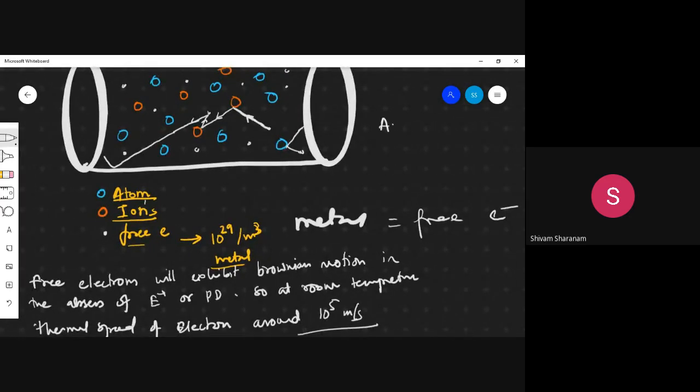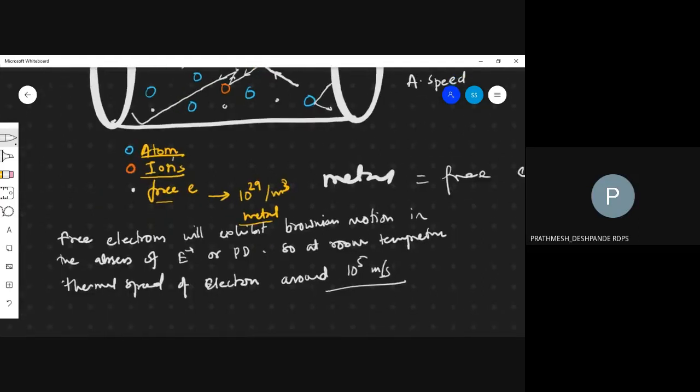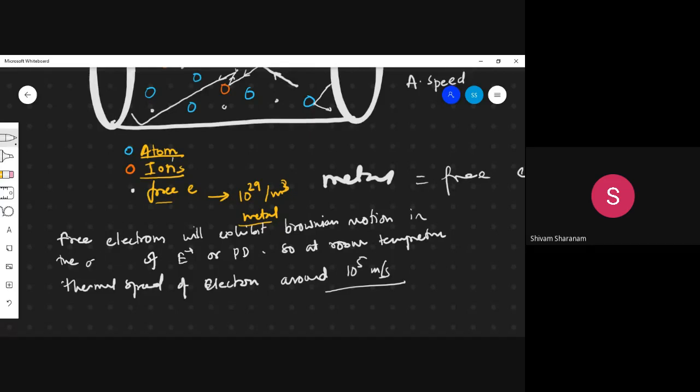So the average speed. What you have written after motion in the absence of electric field or potential difference. Okay. So the average speed is 10 to the power 5 meter per second.